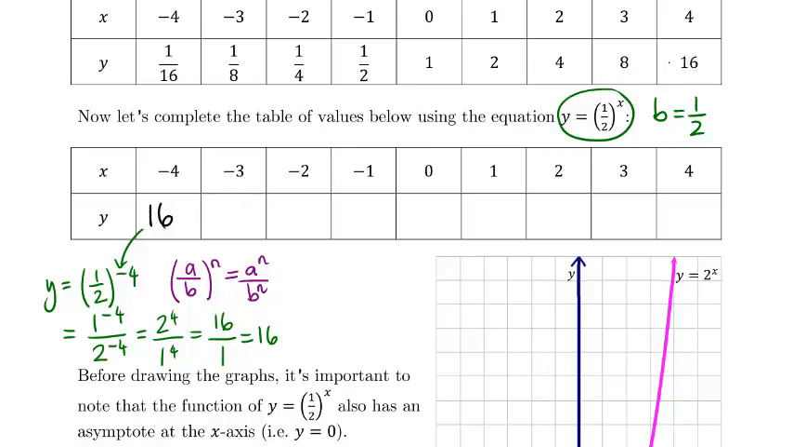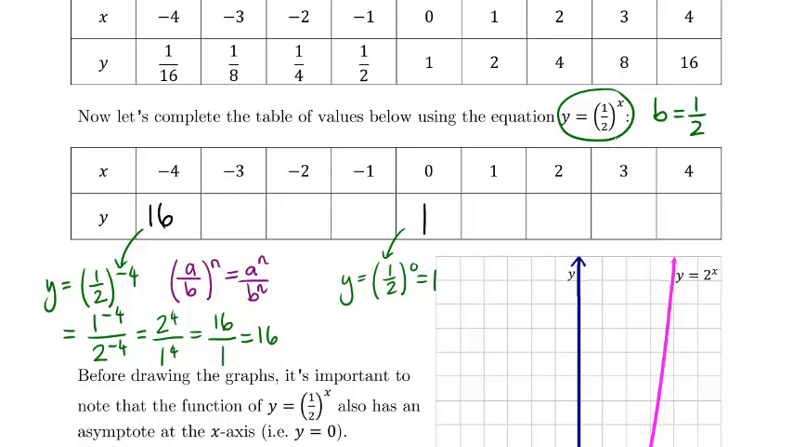Now, how about our y value for x equal to 0? Let's do this, guys. So y would equal 1 over 2 to the 0. Anything to the 0 is equal to 1. So 1 over 1 there. So that's exactly the same. Interesting.